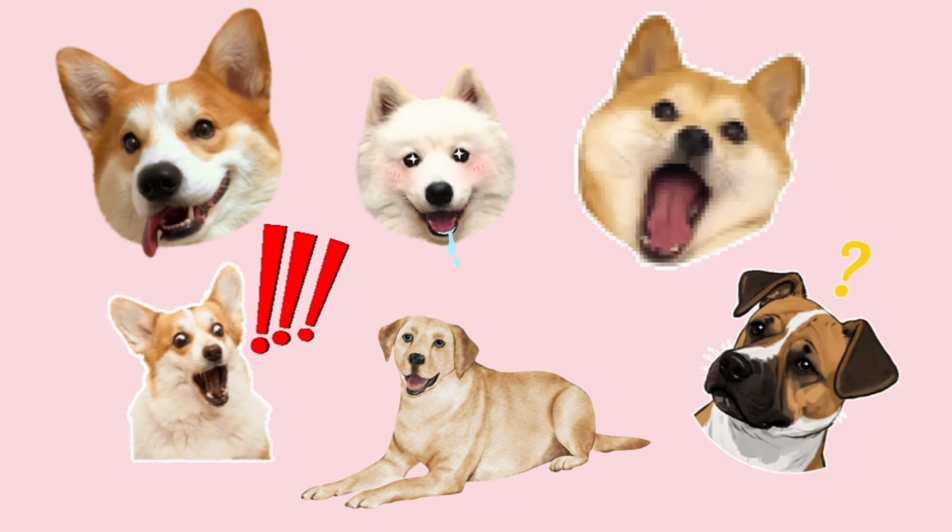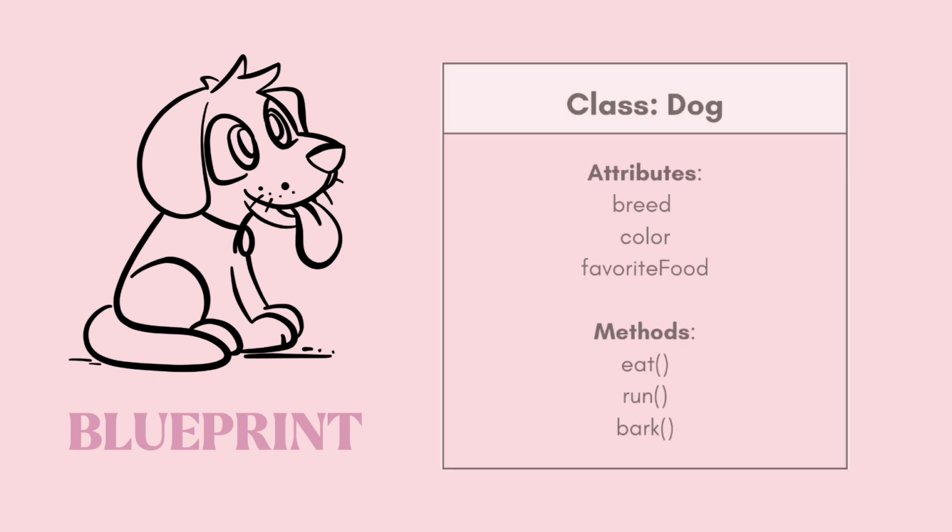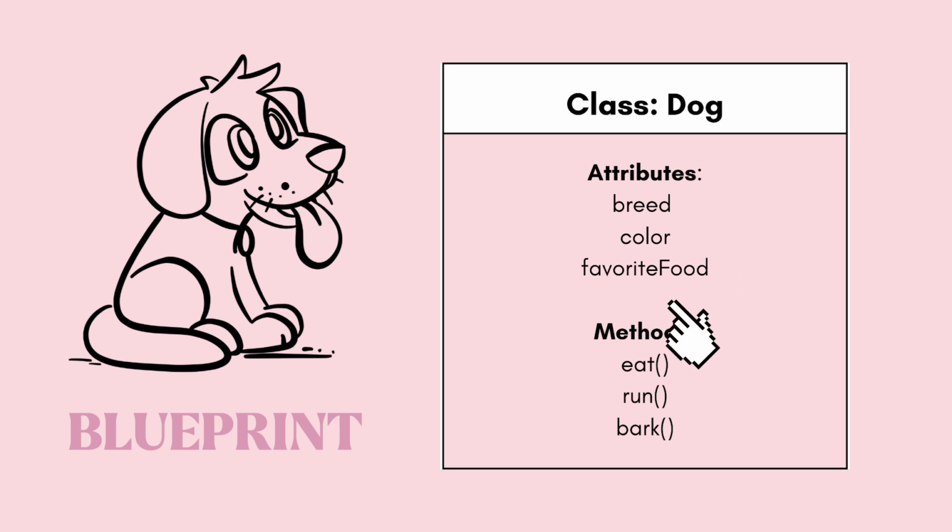How about we use dog as an example? The dog is the class. The class is like the blueprint or genetic design of a dog. It describes what every dog can have or do. Its attributes are its breed, color, and favorite food. Attributes are the characteristics or features of the dog. Its methods are actions like run, eat, and bark. Methods are the abilities or actions that a dog can perform.